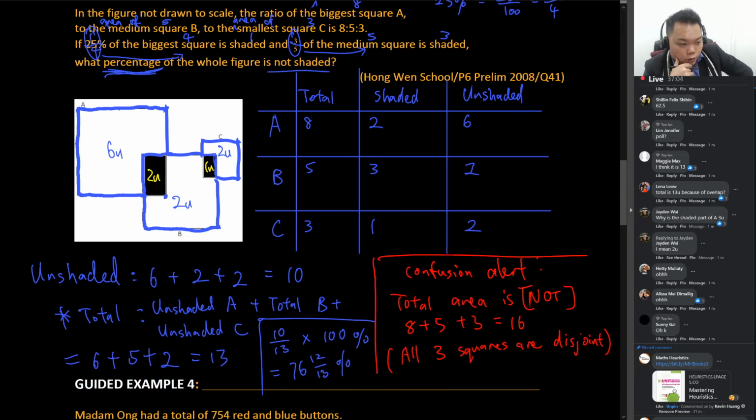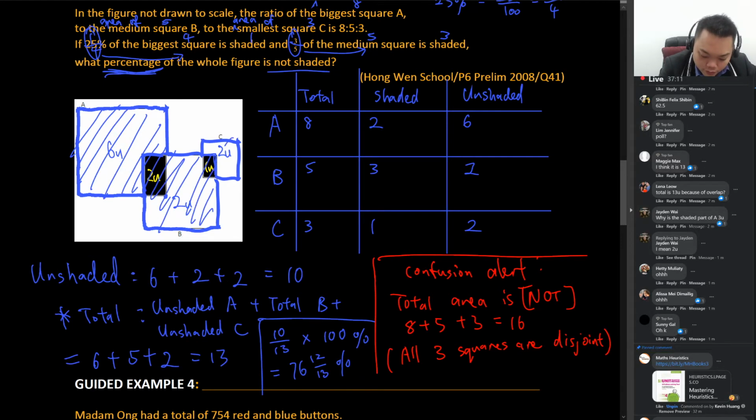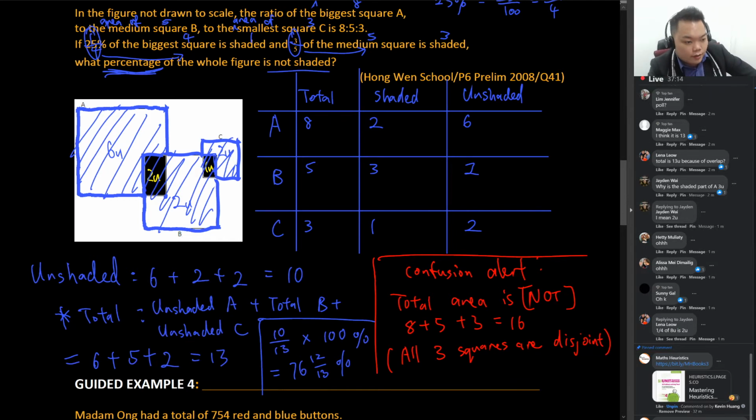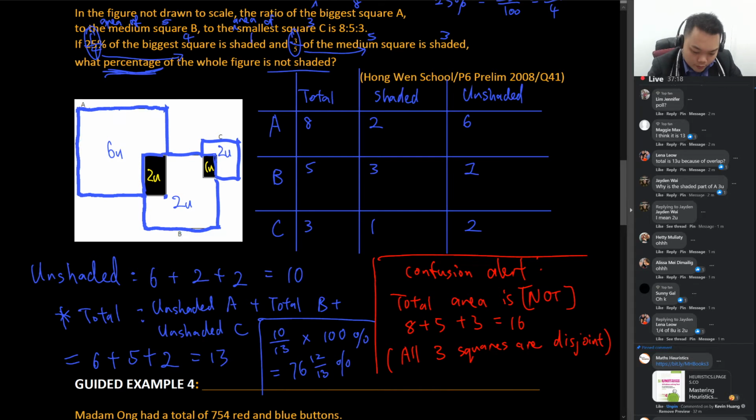Yeah, Lena, the total area is 13 units because of the overlap. The area of the whole figure is how large is this entire surface? You know what I'm saying? Okay, it's not that you take 8 plus 5 plus 3. If you do this, you are saying that the three squares' areas are all disjoint. You're taking square A's area plus square B's area plus square C's area, all separately added up together.